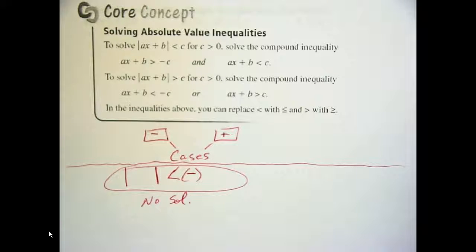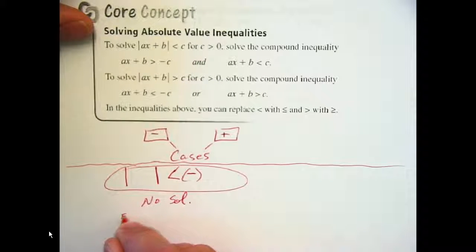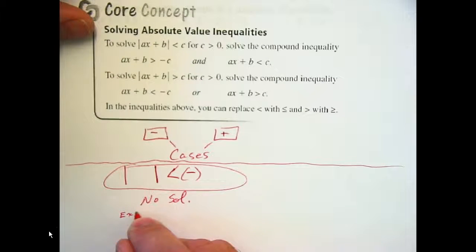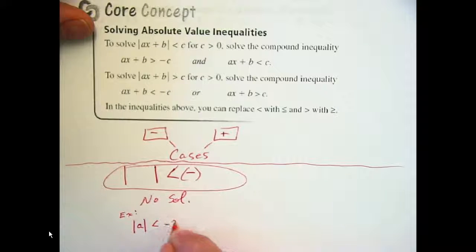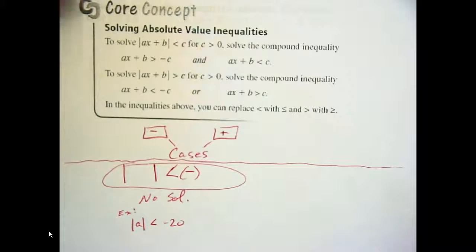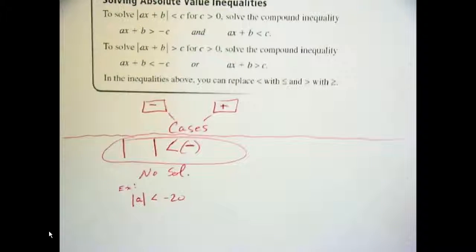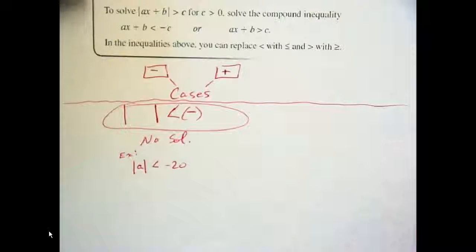Okay? Or A is less than negative 20. So an example of that would be if you had the absolute value of A is less than negative 20. That's not possible. You can't have a distance that is less than zero.